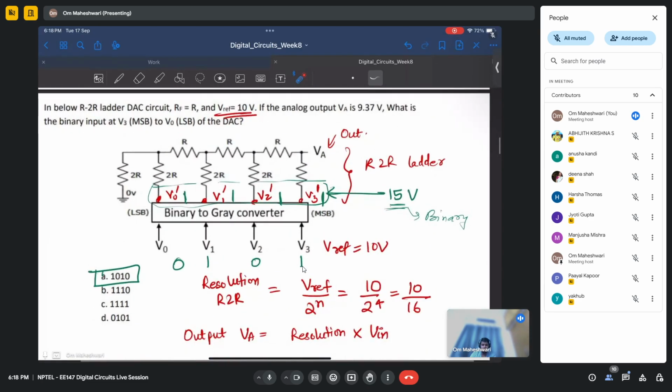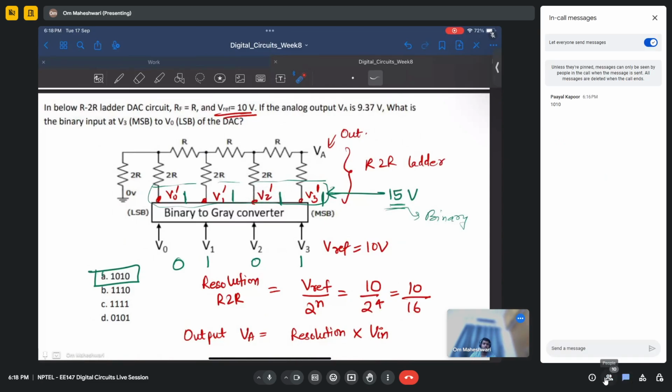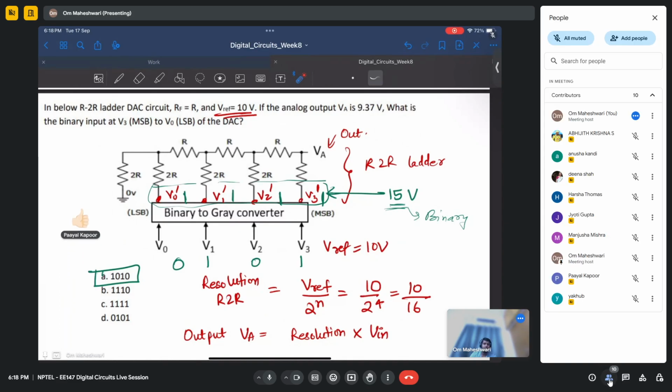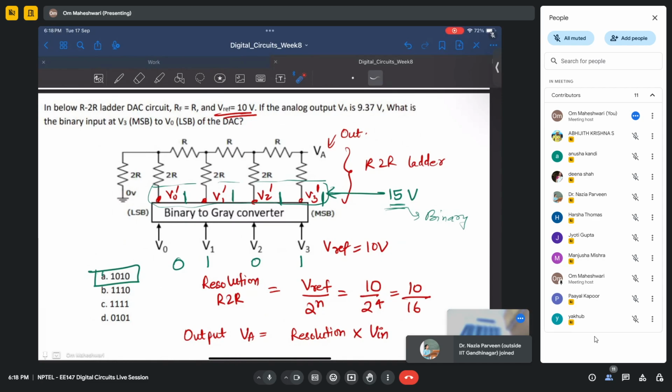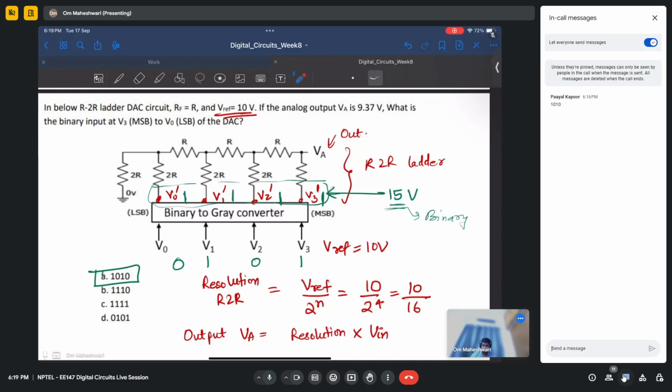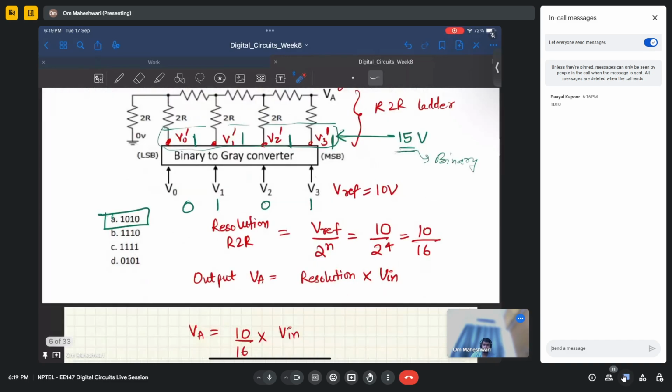Is this question clear to all? Payal has given the right answer. All right, then let us see the next one.